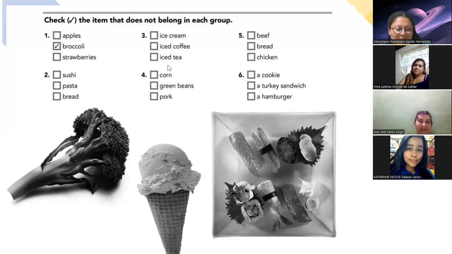Thank you so much. Okay, so check the items that do not belong in each group. For example, number one, we have apples, strawberries, and broccoli. So broccoli, mire, doesn't belong here, right? Because what are these? Apples and strawberries. What are these?